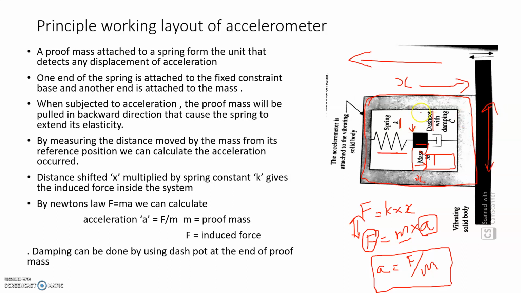If we are not able to provide the necessary damping between the space available inside the metal casing and the proof mass, then there will be a slight movement of the proof mass along with the direction of motion. This can be avoided by the proper treatment of damping.